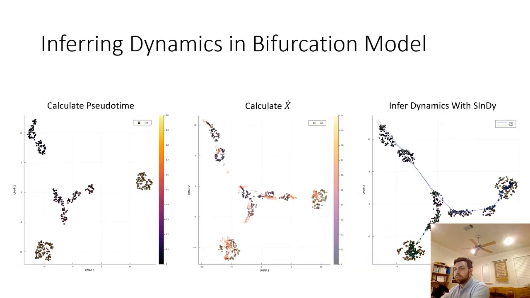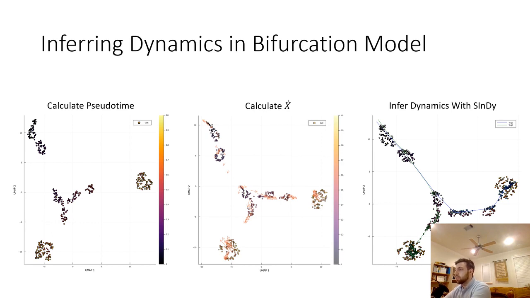To validate our model, we use a simple bifurcation model from the BoolODE framework. In this case, we utilize Slingshot in order to infer the pseudotime trajectory of our model. Then we utilize the neural ordinary differential equations framework to derive the time derivative of the system. And then we infer the symbolic representation of our system using the SINDy algorithm.